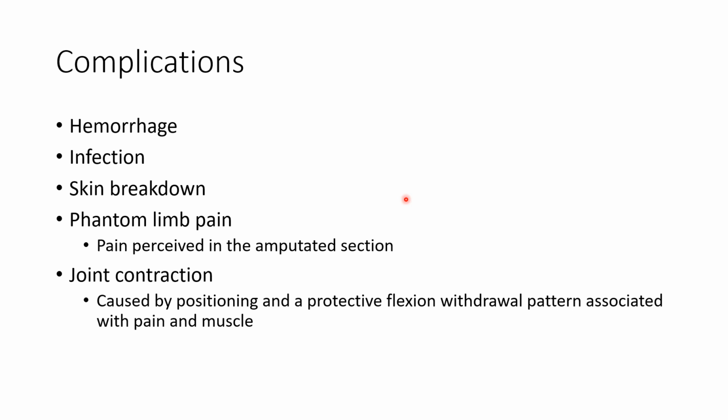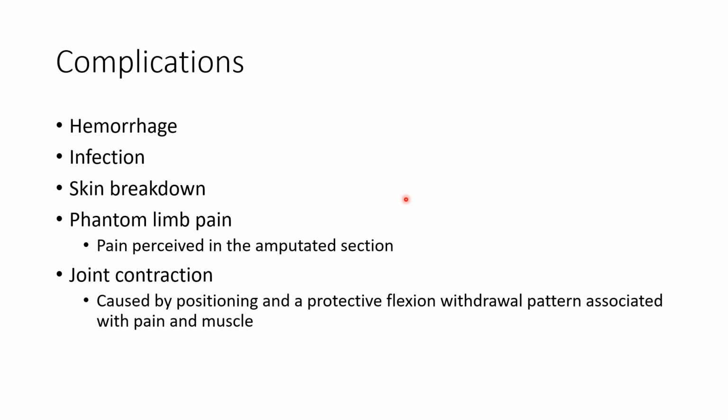I don't think I need to explain why any of these complications are a big deal. It's a massive, massive surgery, right? That's why hemorrhaging is a complication. Especially if it's the leg, like above the knee or below the knee amputation. This is a huge surgery. You're cutting off bone, and you're cutting off major blood vessels, and that's why the patient may hemorrhage. The infection, the skin breakdown, all of that, I'm sure makes sense for you guys.